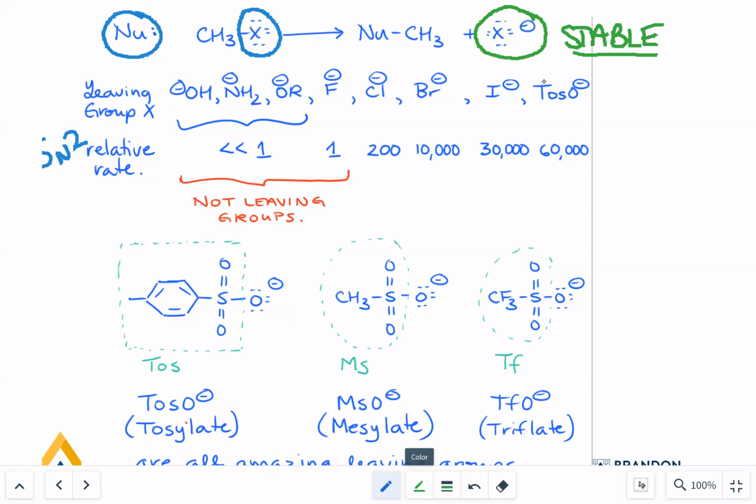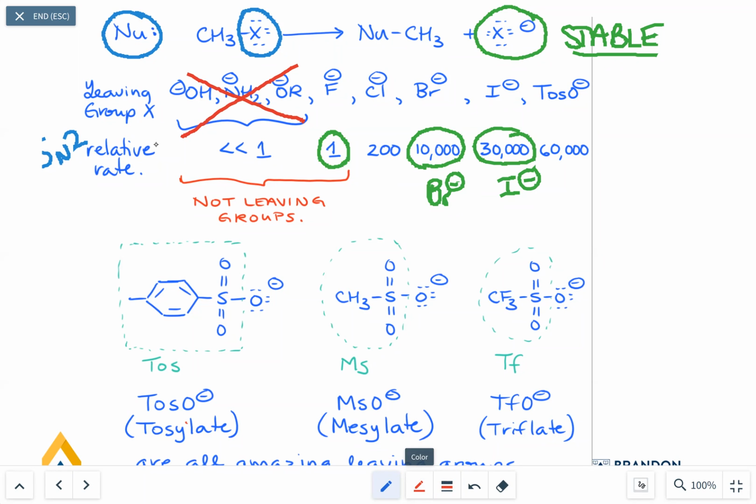And what do we see? I minus, awesome leaving group. Br minus, really good leaving group. Things like chlorine and fluorine: chlorine is certainly better than fluorine, but fluorine is not a good leaving group at all. And then other things with negative charges that we've seen, hydroxide, NH2 minus, all these things are just terrible. Make that red, terrible. They are awful leaving groups.